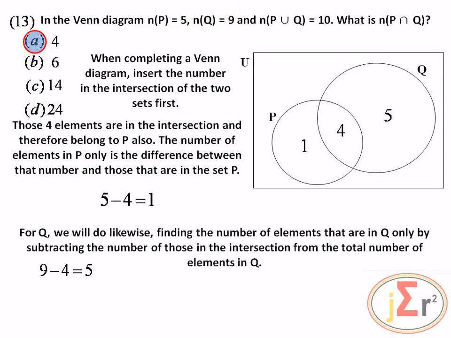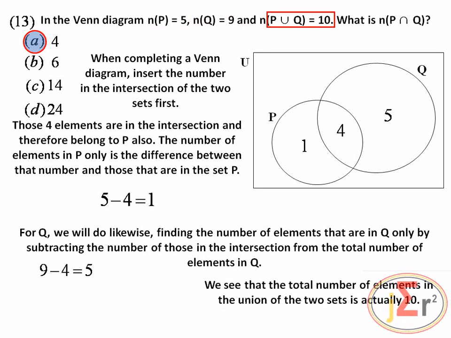That's all there is to it. So the total number of elements is 10, and we have no difficulty seeing that 1 plus 4 plus 5 is 10. We see that the total number of elements in the union of the 2 sets is actually 10. There. 5 plus 4 plus 1 is equal to 10. There is nothing to it.